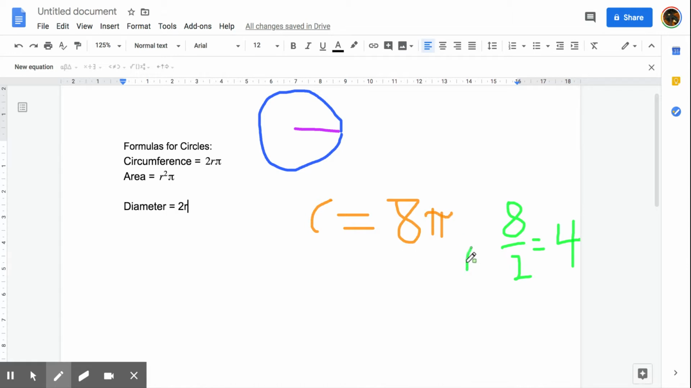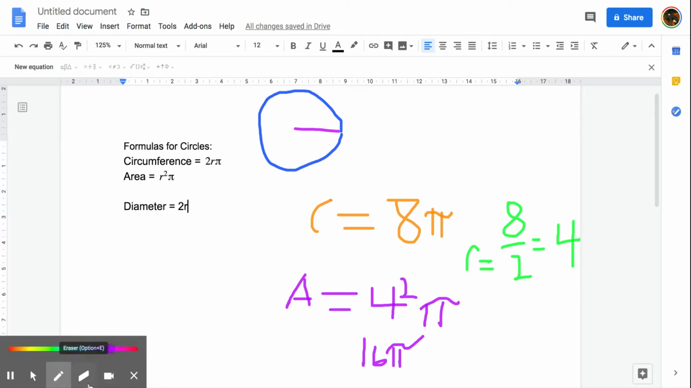Now that you have the radius, that's the first step. You can use that to find the area by squaring it. So the area is going to be 4 squared times pi. 4 squared means 4 times 4. 4 times 4 is 16. So it's 16 pi. And that's all you got to do. Okay?